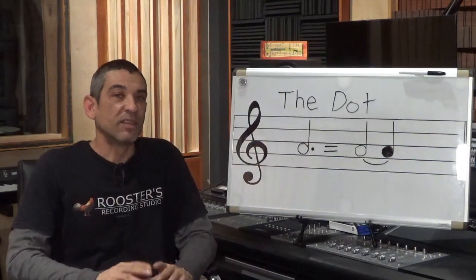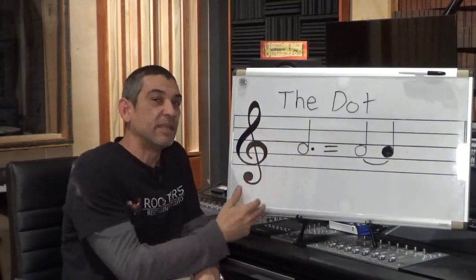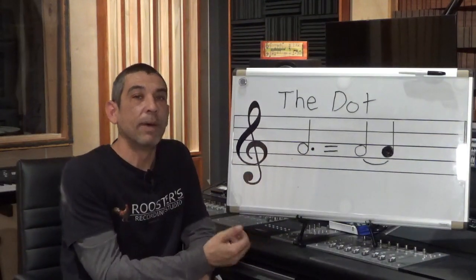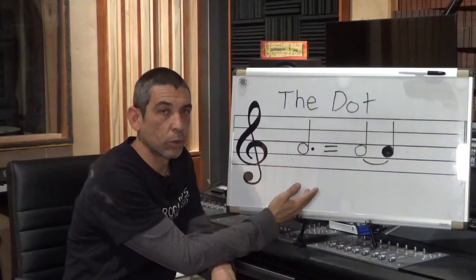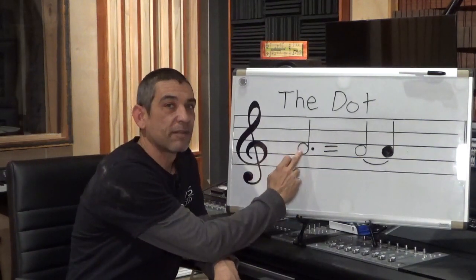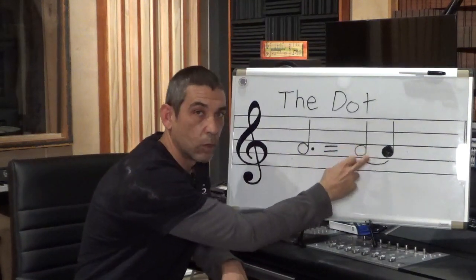After that, we've got the dot. The dot is placed to the right of a note, and it extends the value of a note by half of its value. So half of a half note is a quarter note. So this dotted half note would be played like a half note tied to a quarter note.